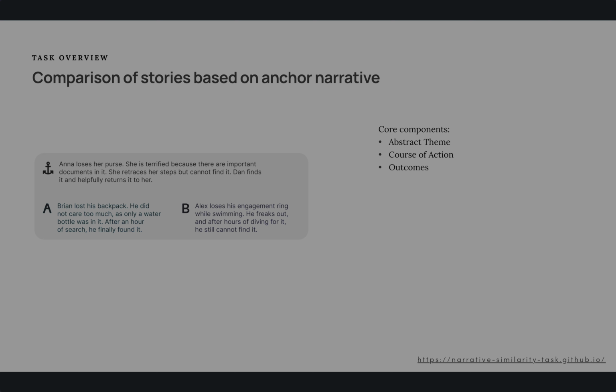For data, we use the official SummerVal 2026 narrative similarity dataset. The dataset consists of narrative text paired with human annotations covering both relative similarity judgments and single story embeddings.